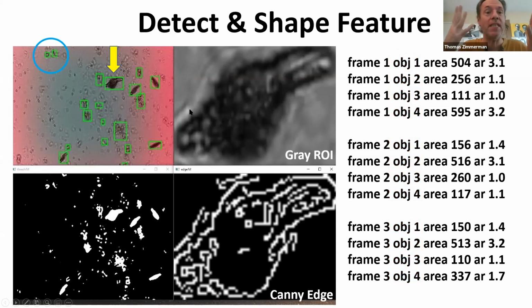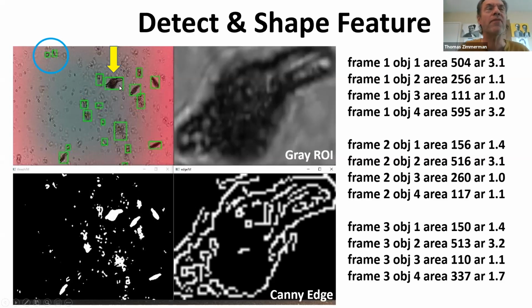So again, the point is, every frame is new to the detector. But what we want is continuity. We know this is a blepharisma and it's swimming around. So when we start identifying it, we want to know as it's swimming, it's still the same object. And that's what tracking does.